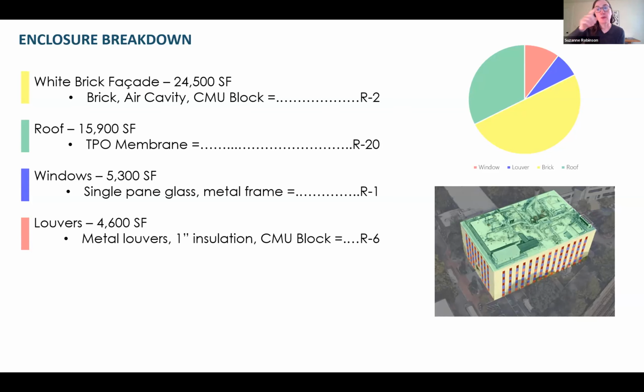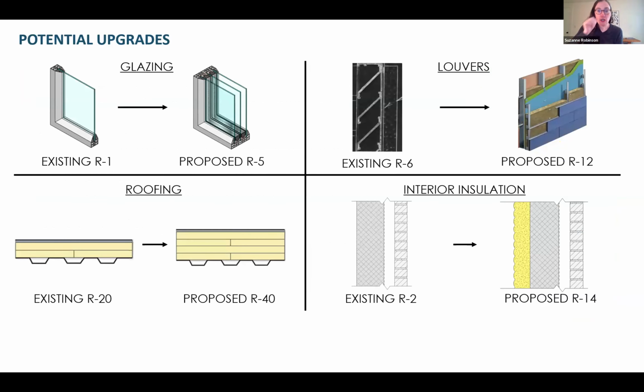So you can see proportionally surface area is what the pie chart is showing. So majority, of course, is the facade. The windows are a smaller percentage relative to the overall surface area.